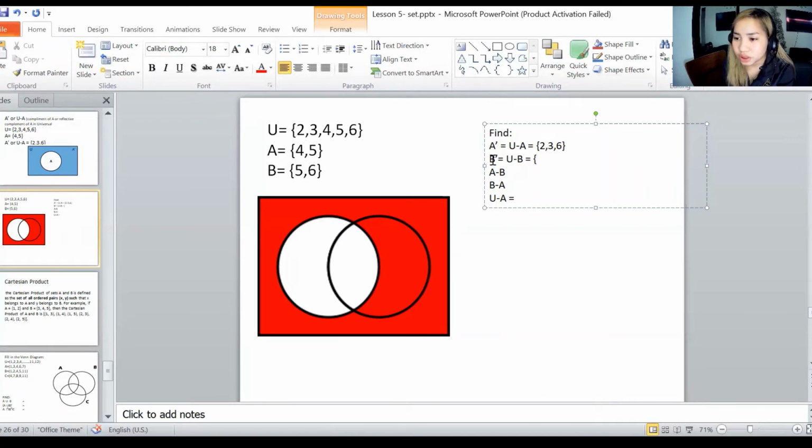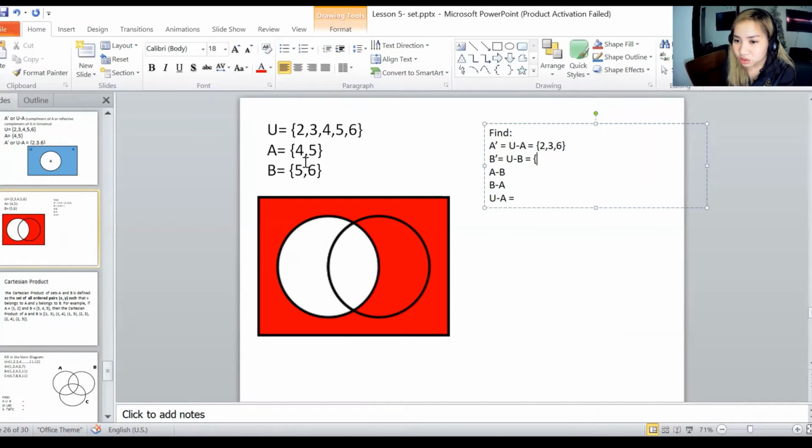Dito naman po, complement ng B. Again, wala siyang partner na kahit anong set, kaya i-base natin siya sa universal. So, kung ano yung mga elements na meron sa universal na wala sa B, yun yung magiging final answer natin. Again, ang elements natin sa universal is 2, 3, 4, 5, 6. Ayan, so, ang elements naman natin sa B is 5 tsaka 6. So, dito tayo mag-base sa universal tsaka sa set B. Again, subtract natin yung elements ni B dun sa universal.